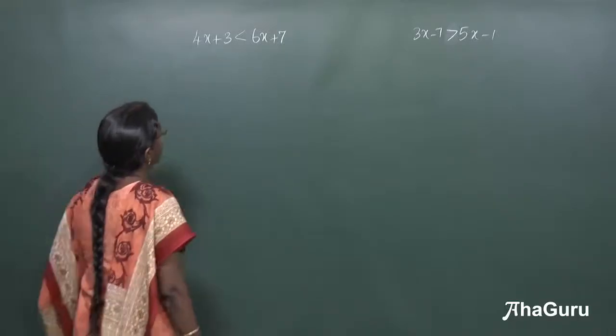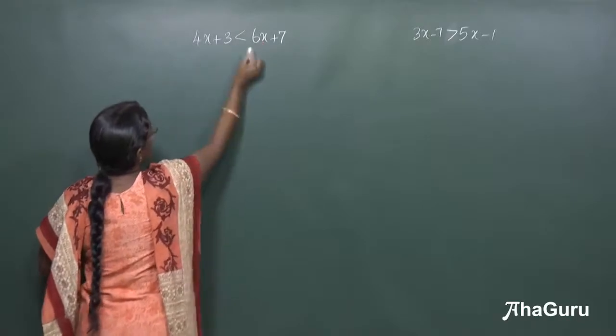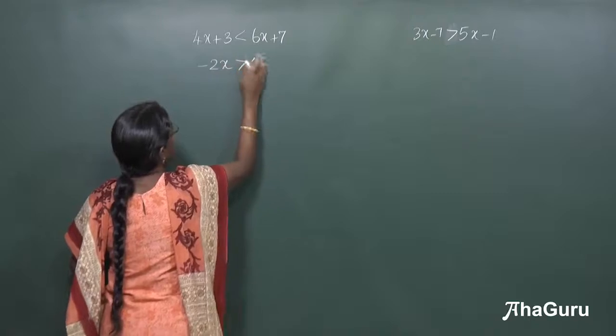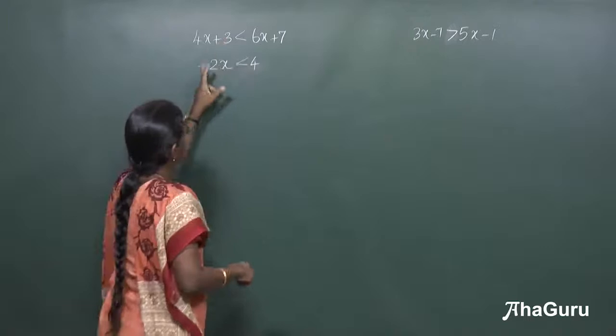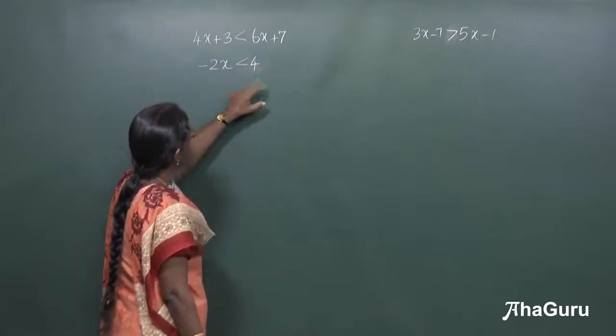We have to solve this inequality and find out what is the solution. We will now transpose 6x to this side, so it will be minus 2x is less than 4. I will bring 6x to this side and shift 3 to the other side. So, we get minus 2x is less than 4.